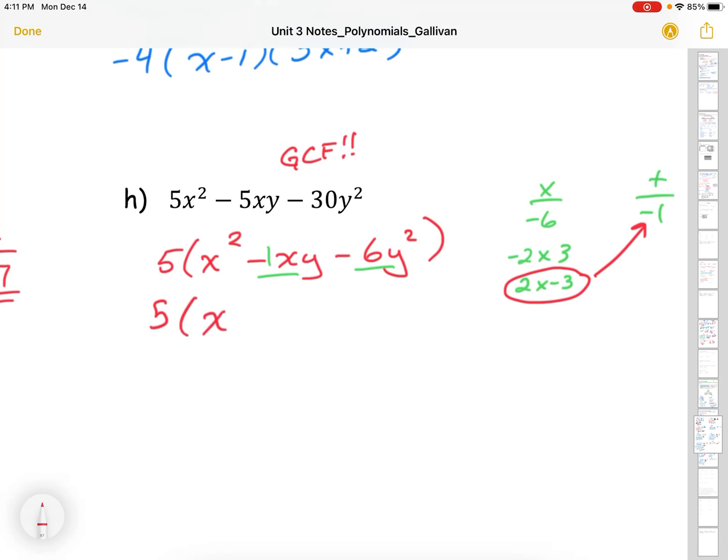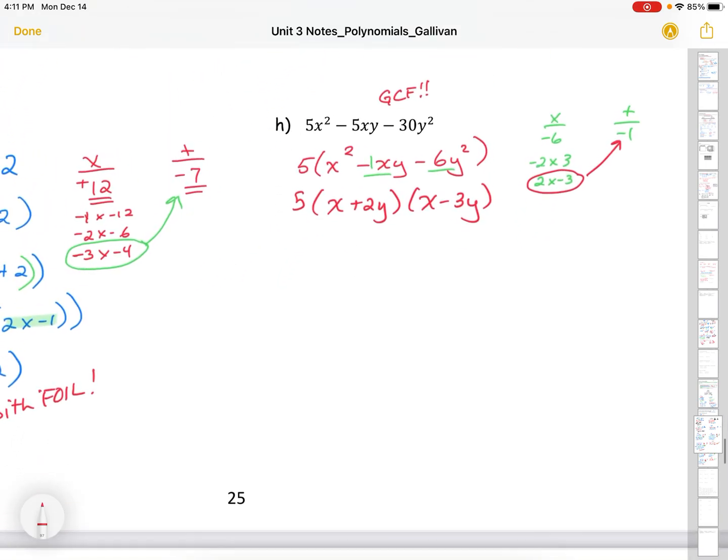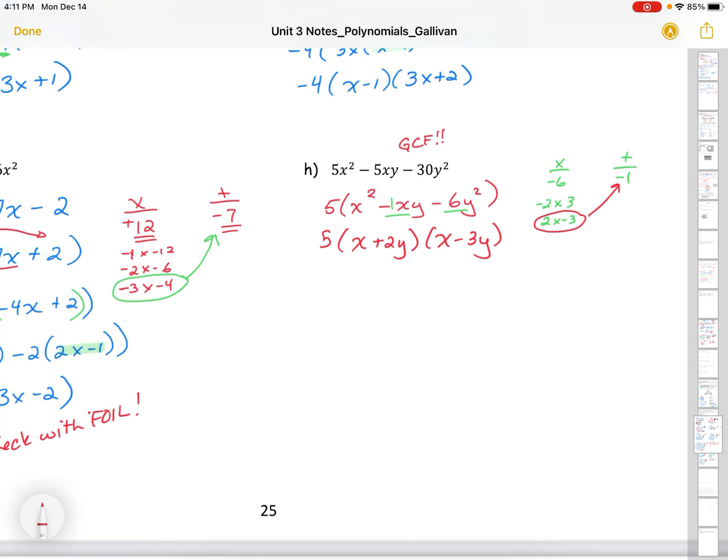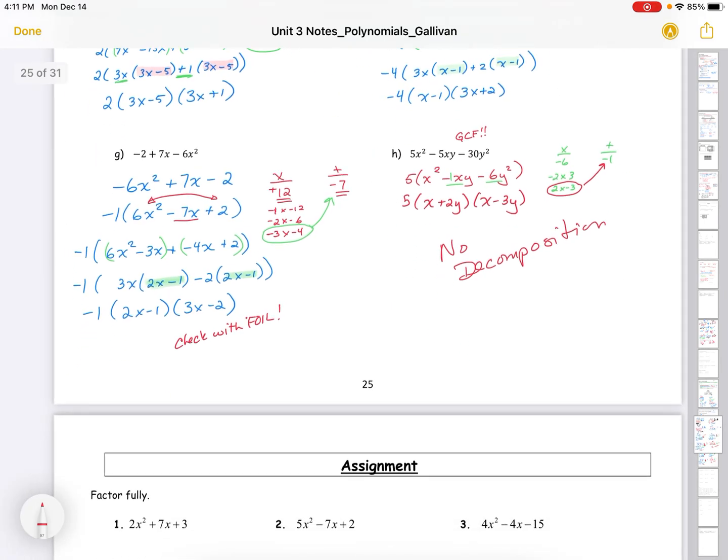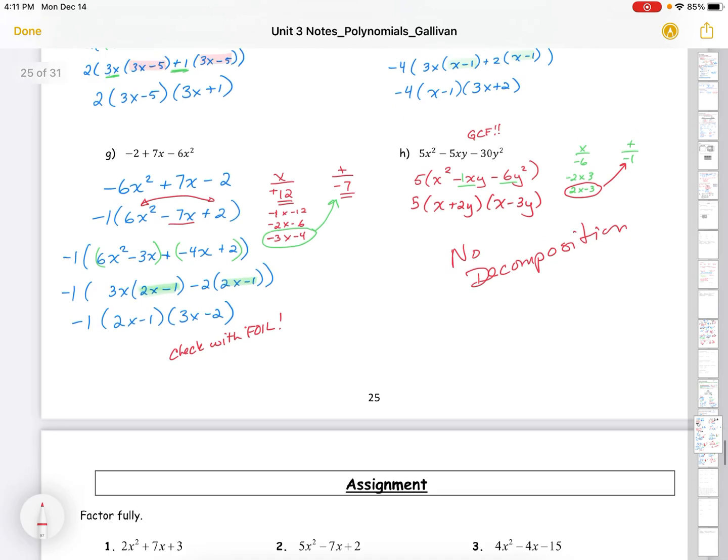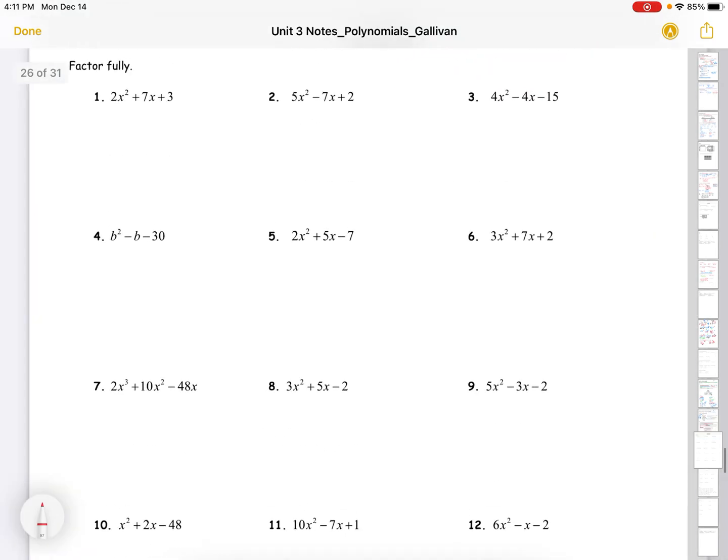Right? So 5 times x plus 2y, x minus 3y. Okay, don't forget about the y's because it's part of that whole expression. Okay, so we didn't even have to do the decomposition, which is nice. It's always nice when you GCF and you get to that situation.